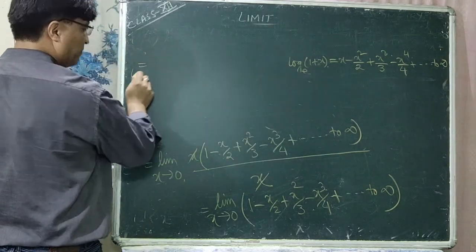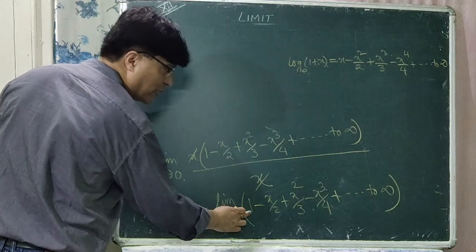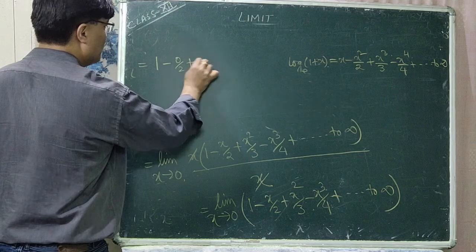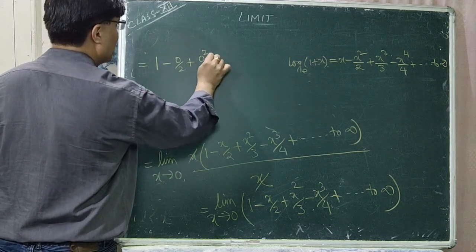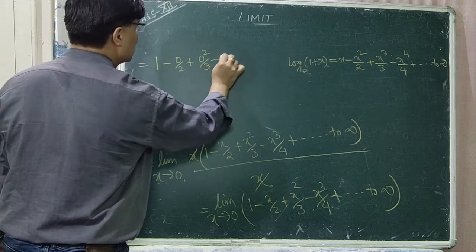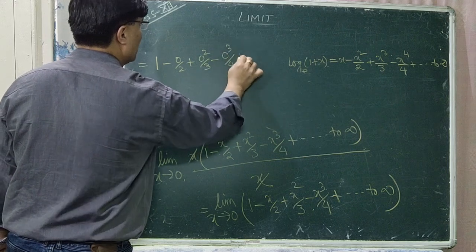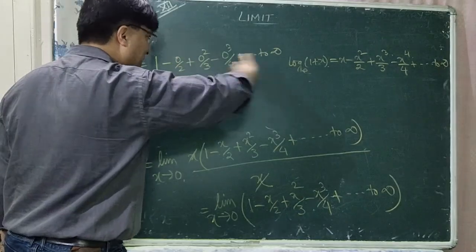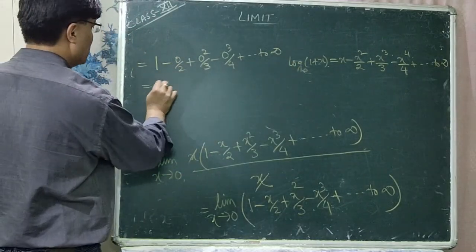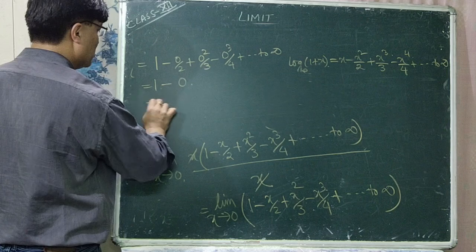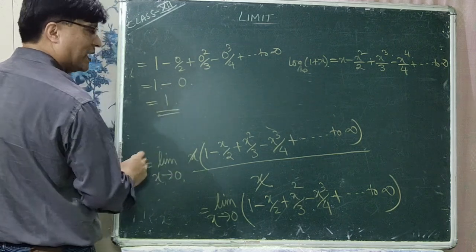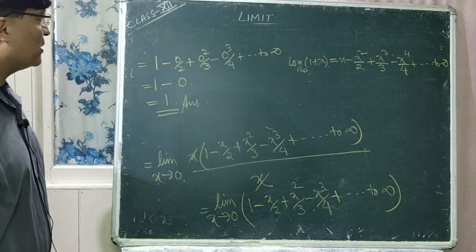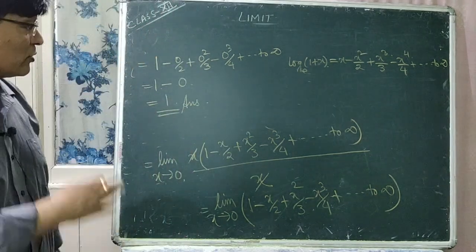So it is equal to limit x tends to 0, 1 is a constant term, you can write 1 minus 0 by 2 plus 0 square by 3 minus 0 cube by 4 plus dot dot dot, it goes up to infinity. So from the second term all the terms will be 0, so it is equal to 1 minus 0. So 1 minus 0 is always 1. So this is the answer. So I think you have understood it. Okay, so you can copy it.